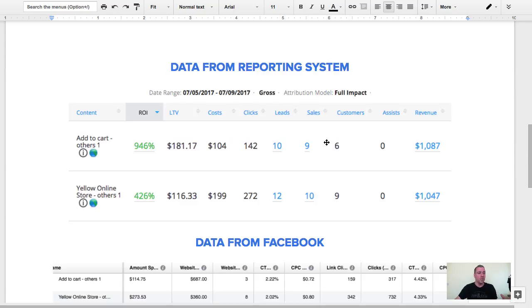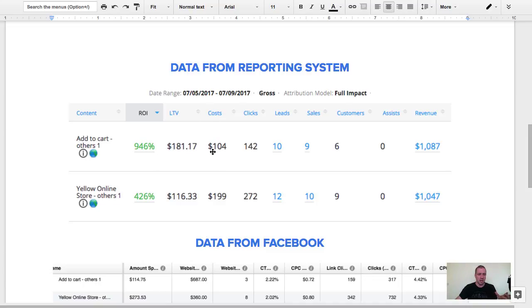All right, so what you see right now is data from my reporting system, and it's not important what the system is or where the data comes from. What matters is that you look at the content here. So I have one ad. This is one particular ad image, which is generating 946% ROI.